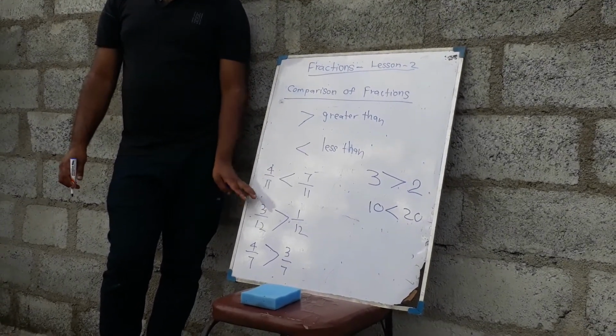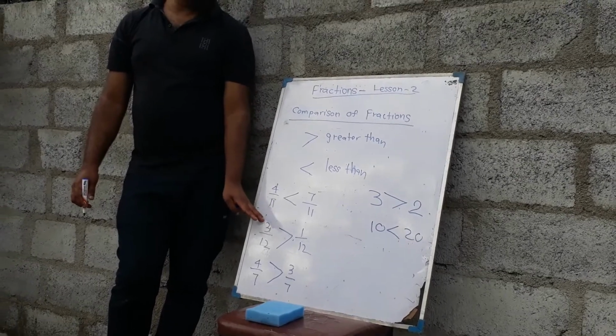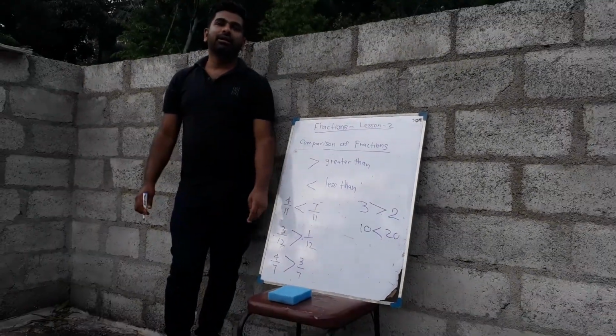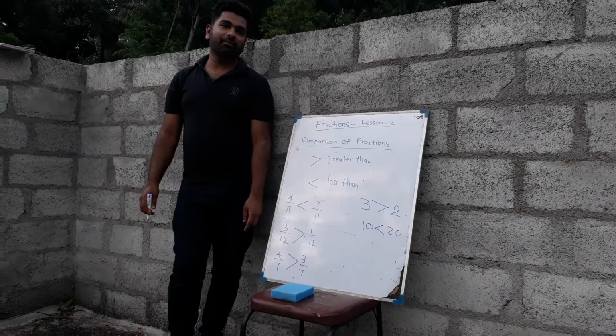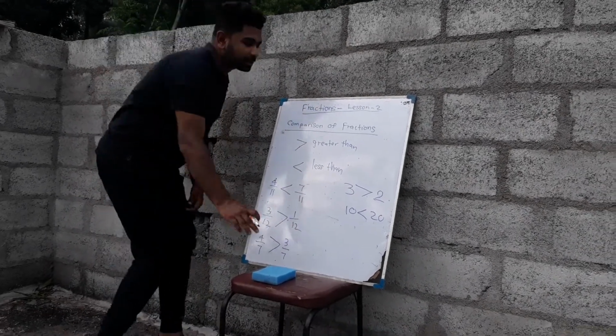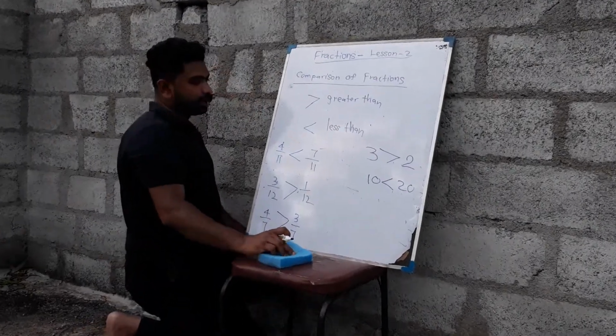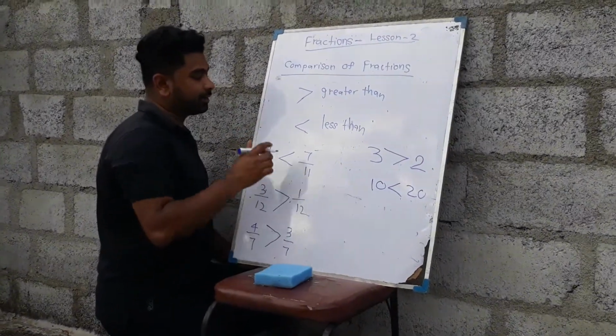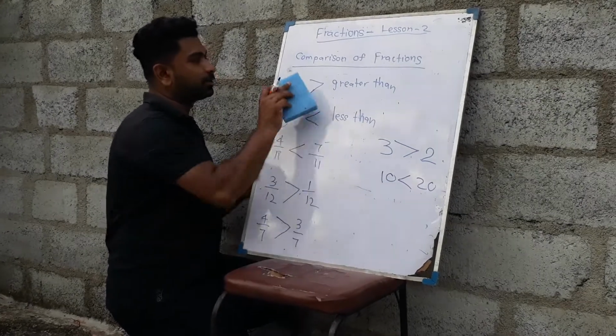If the denominators of the given fractions are equal, you must look at the numerators only and compare, and you can put these marks or symbols, right? I think you realize that first type, right? Let's go to the second type.